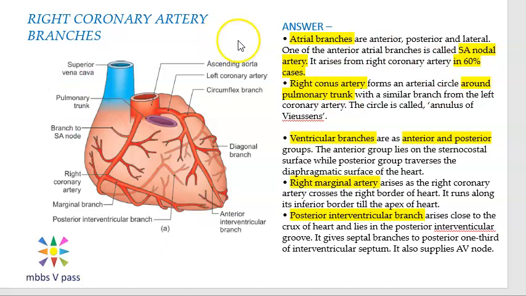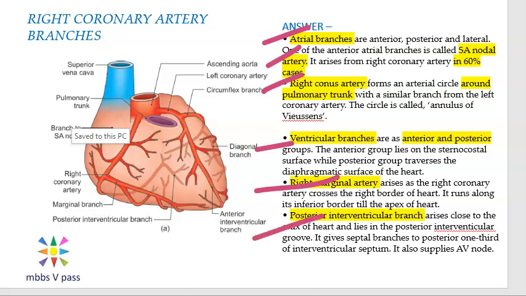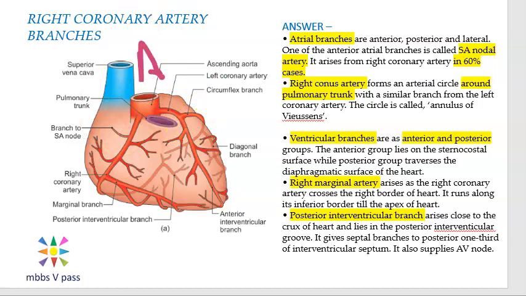So you got the right coronary. If somebody asks you, what will you say? It has atrial and ventricular, you remember like this as two big groups. In atrial, you have the right conus and the branch to the SA node. In ventricular, you remember the marginal, and the posterior interventricular branch, which supplies the AV node. Marginal runs along the inferior border till the apex of the heart. Got it? Right coronary, done. Where does the right coronary arise? Exactly, if they ask, ascending aorta, anterior sinus. Okay, good.